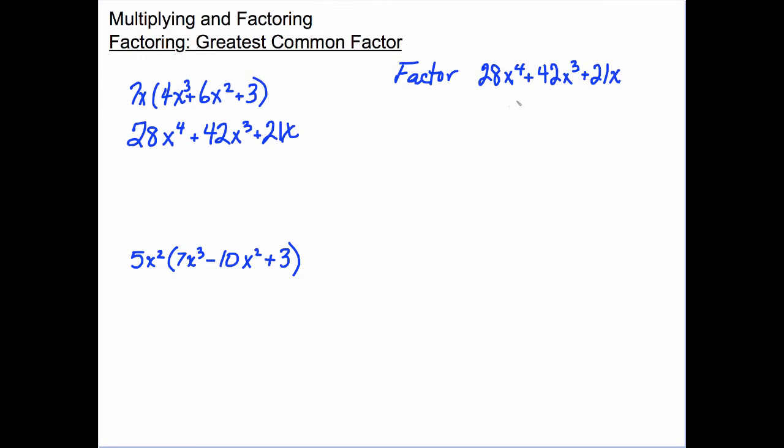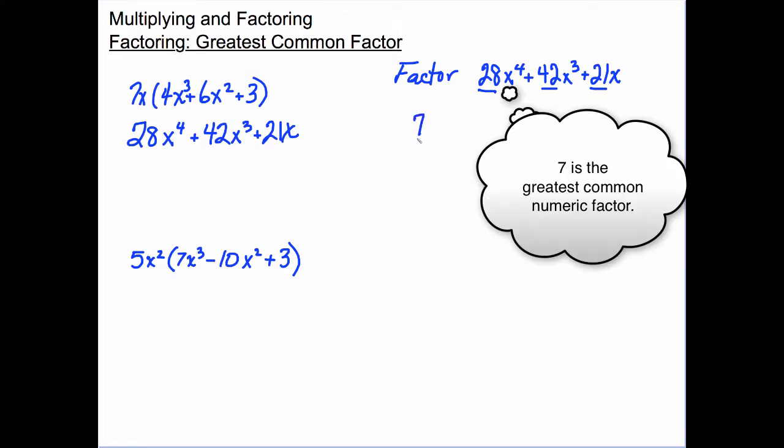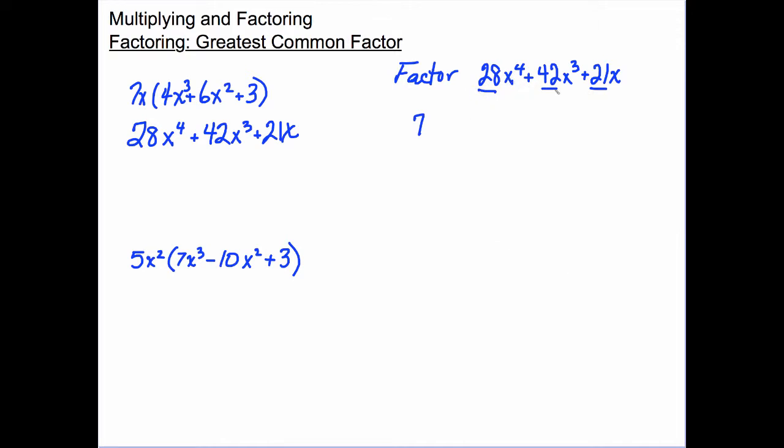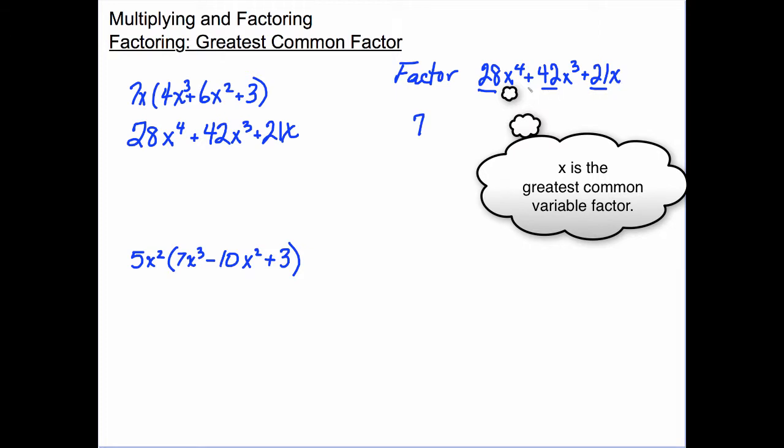Now, the way we do this is first to look at the greatest common factor of the numbers. The greatest common factor of all of these numbers is 7. The next thing to do is to look at the variable x and see what is the greatest number of factors of x that the terms have in common. This has 4 x factors, this has 3 factors of x, and this has 1. So x is the greatest variable factor that they all have in common.